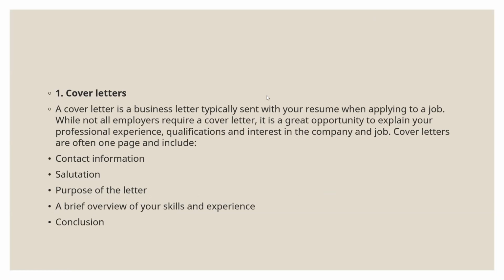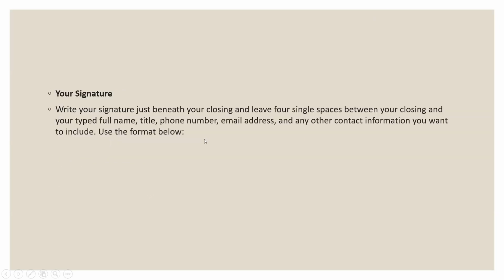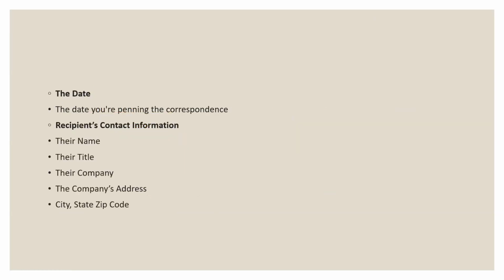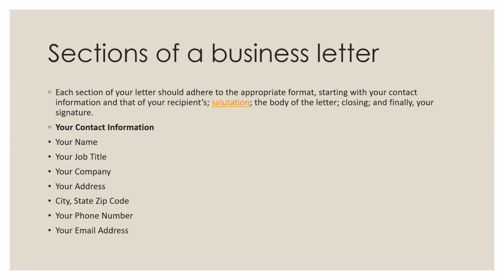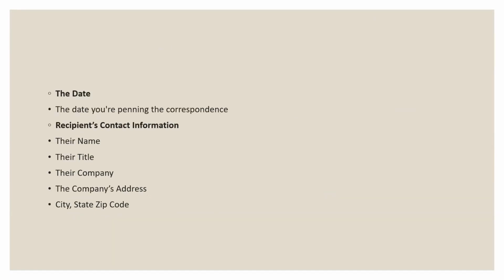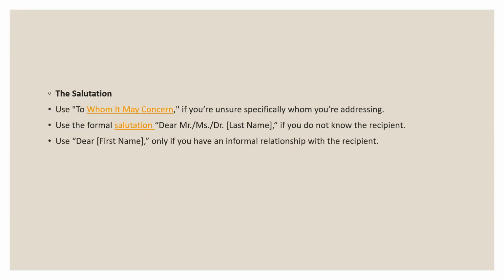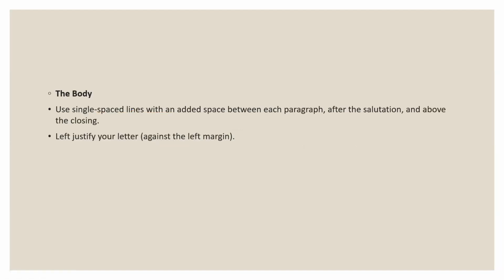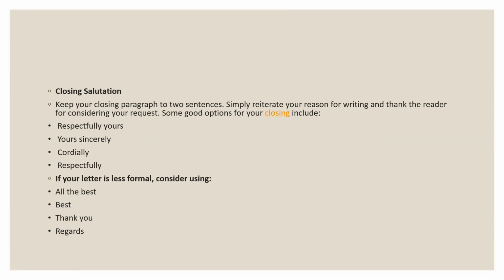Okay. So what we have discussed is that in the formal letter there should be your contact information, the company's name, address, date, everything should be there. Then the date, then the recipient's contact information, then the salutation. You can use this salutation. The body should be single-spaced. Then you have to left justify your letter. And the closing salutation should be this.